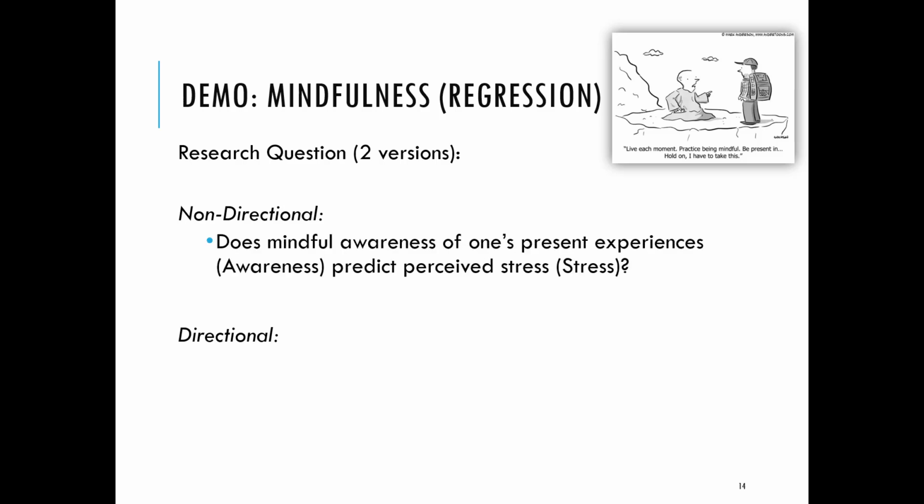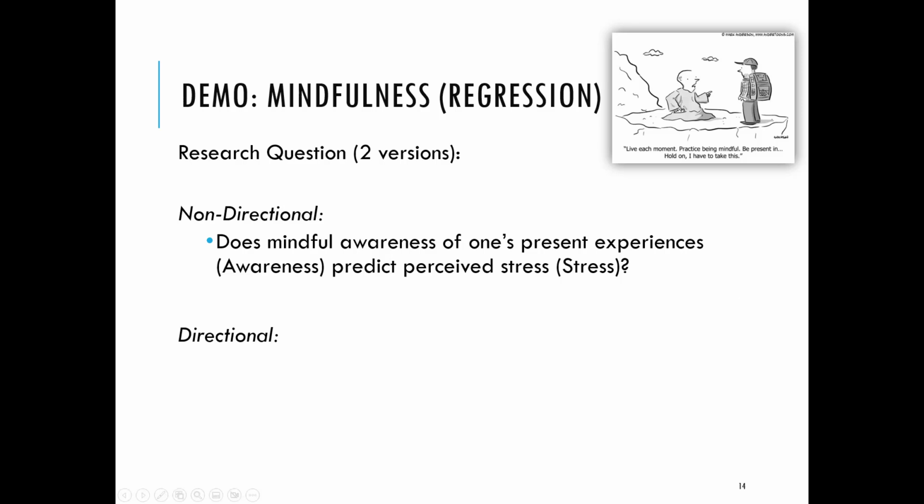And so you might say something along the lines of, does mindful awareness of one's present experiences, so the variable awareness, predict perceived stress, the variable stress? And so notice that it's asking a question about prediction, but it doesn't state in what direction. Is it going to be a positive relationship or prediction or negative? There's no statement of direction. It just asks whether awareness predicts perceived stress.